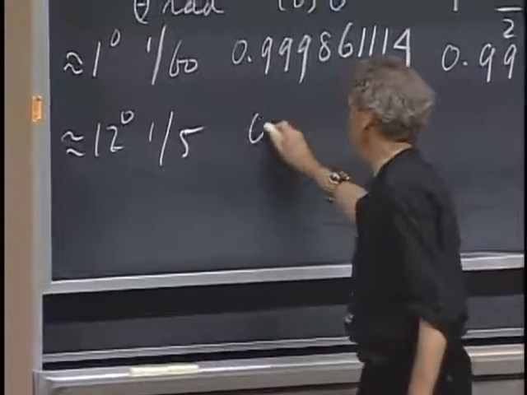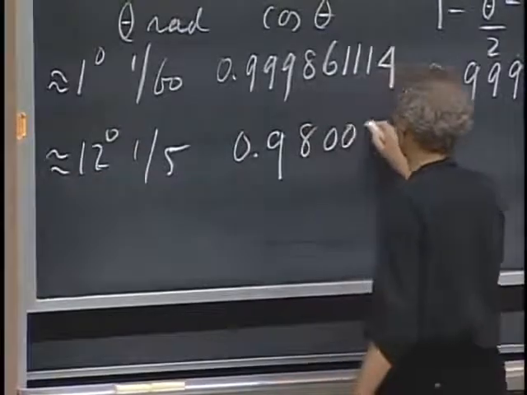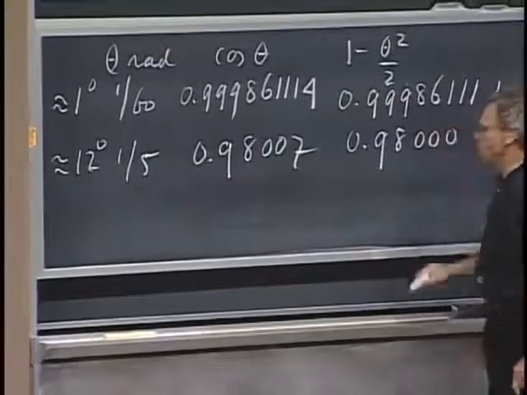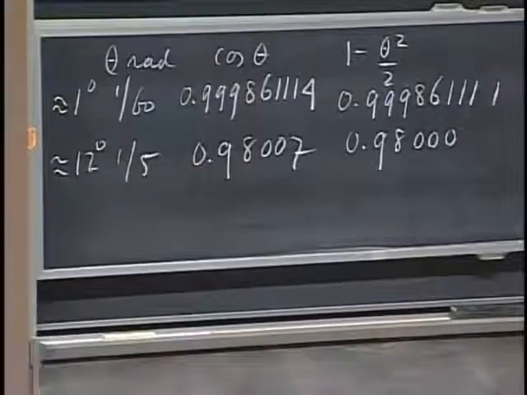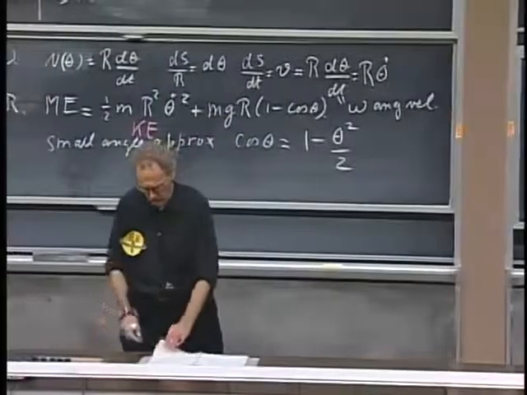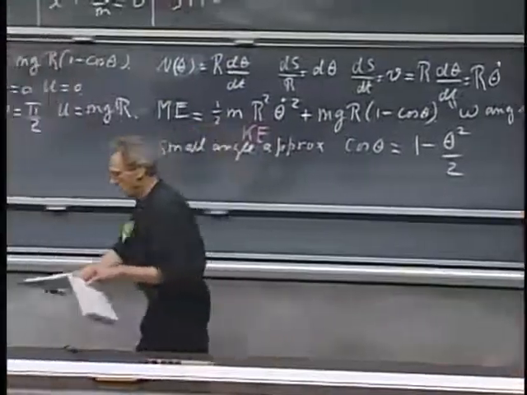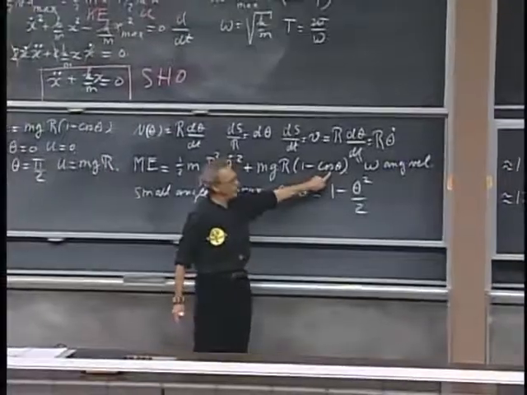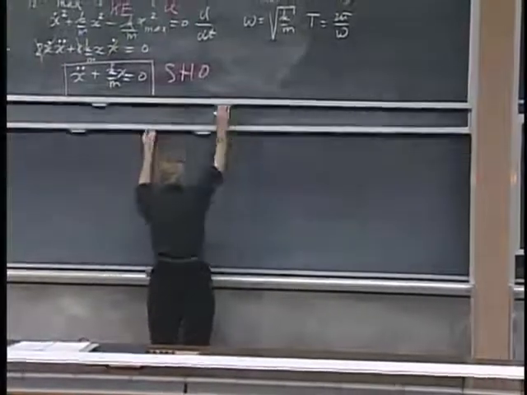Then the cosine of theta equals 0.98007, and 1 minus theta squared over 2 equals 0.98000. So that still is amazingly close. It only differs by 7 parts in 100,000. So the difference is less than 1/100th of a percent. So with this in mind, I feel comfortable to pursue my conservation of mechanical energy, and I'm going to replace this cosine theta by 1 minus theta squared divided by 2.